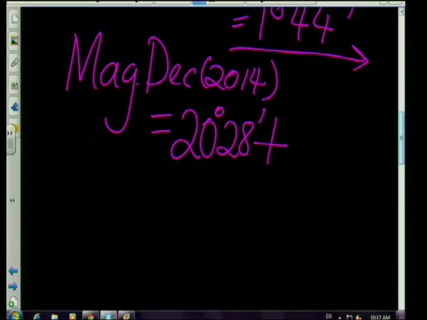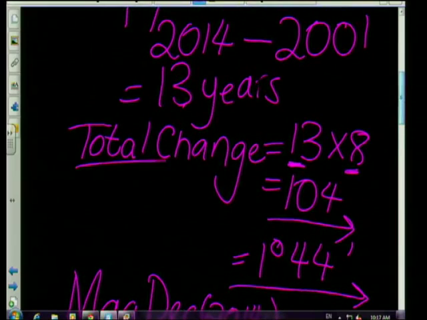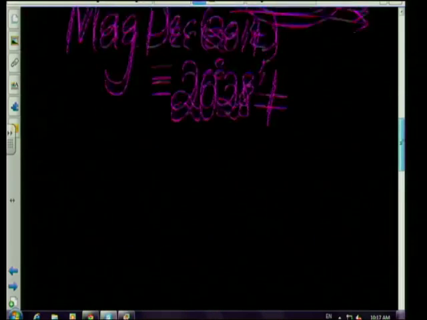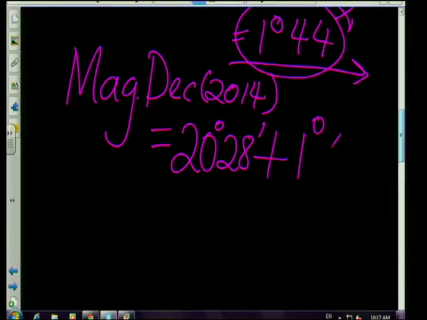Let's go further down. 20 degrees, 28 minutes, add, because our mean annual change is westwards. And what do we add? We add our total change. Note the total change answer, 1 degree and 44 minutes.